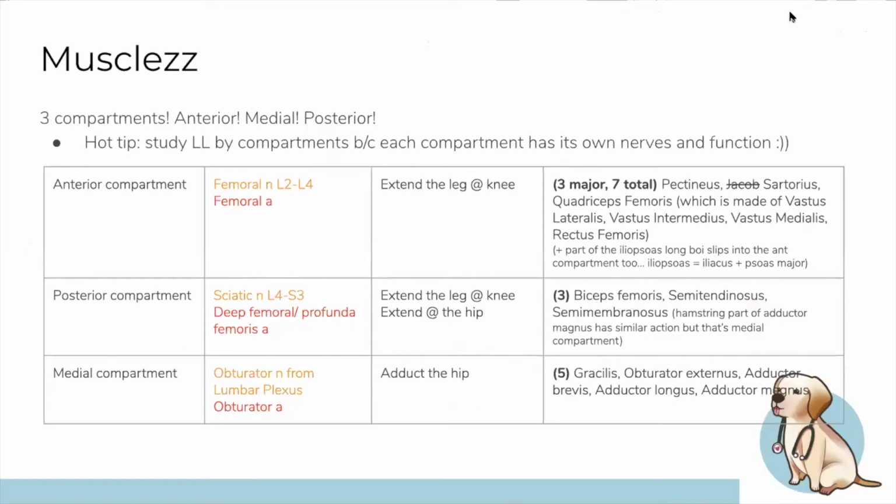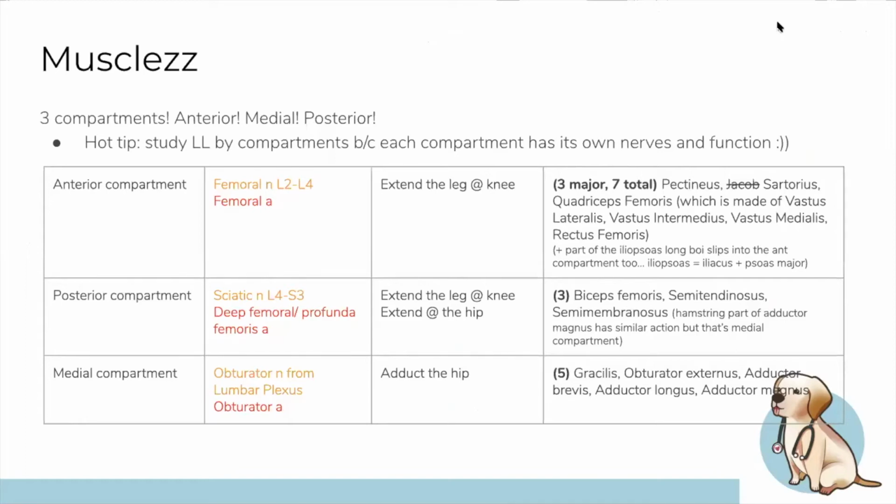Okay, we're nearly there, I promise. Last thing is the muscles, which I'm not going to go into too much detail today because I believe that studying the lower limb, just remember the muscles in terms of compartments. Anterior compartment, medial compartment, posterior compartment, because each compartment has its own artery and has its own nerve.